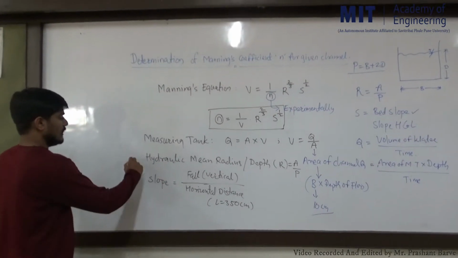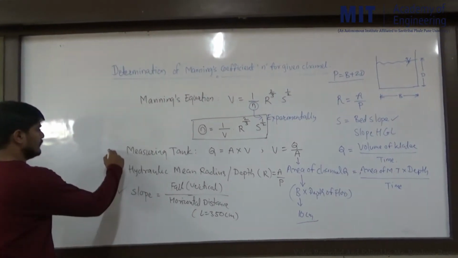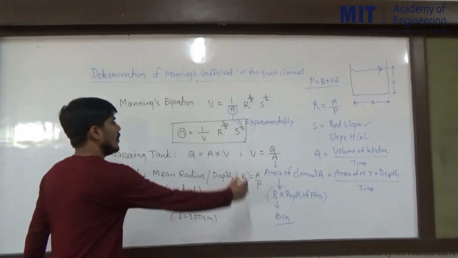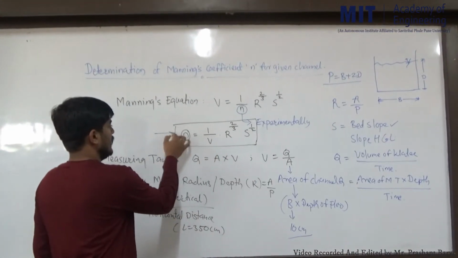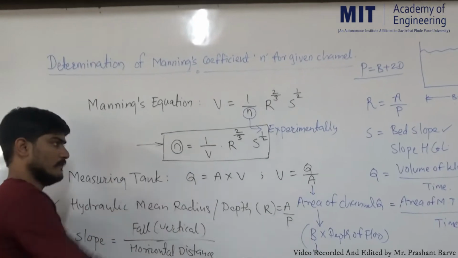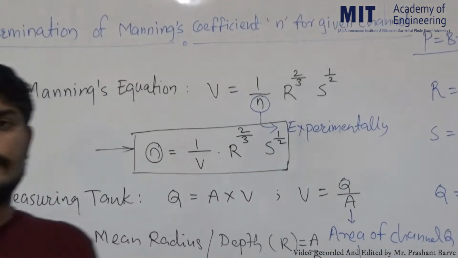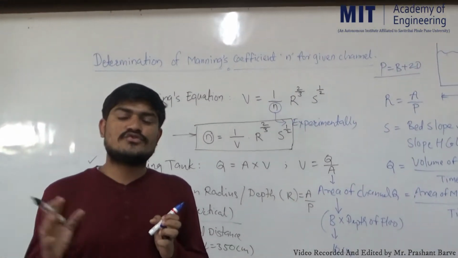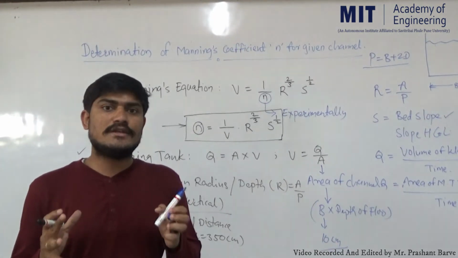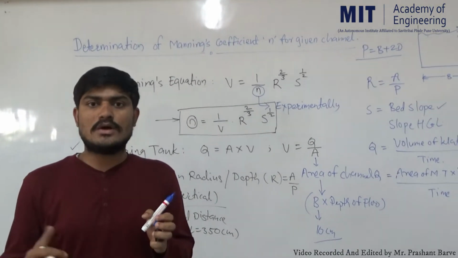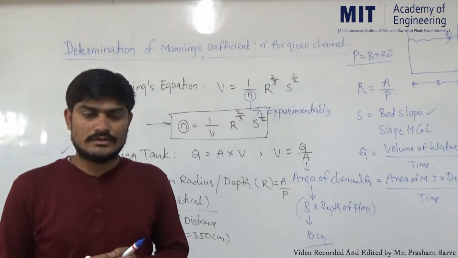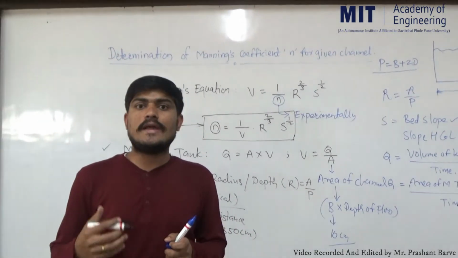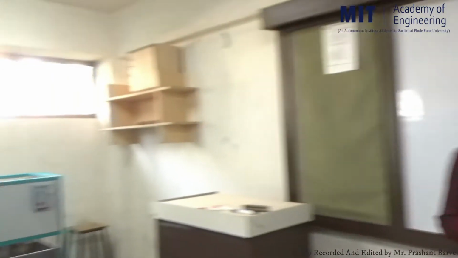Hydraulic mean radius, yes, we can determine by this equation. Discharge we can determine, and from discharge we can determine the velocity. So all the parameters in this equation are known, and if we follow this equation we can determine the value of N. So this is how, in short, I can describe the theory needed in order to proceed to the experiment, that is, determination of Manning's coefficient, or Manning's constant, or rugosity coefficient, for a given channel section. Okay, so I think this is the theory part. Now we will proceed to the actual experiment.